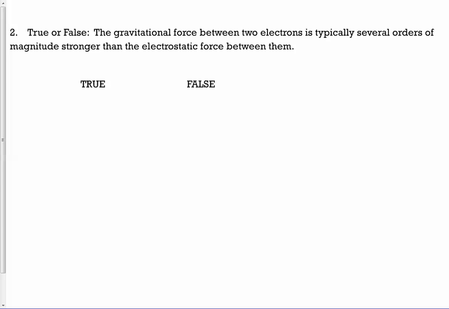Number 2 is a true or false. The gravitational force between two electrons is typically several orders of magnitude stronger than the electrostatic force between them. This is definitely false. Gravity is pretty much negligible when compared with the electrostatic force. The electrostatic force is many, many orders of magnitude bigger.